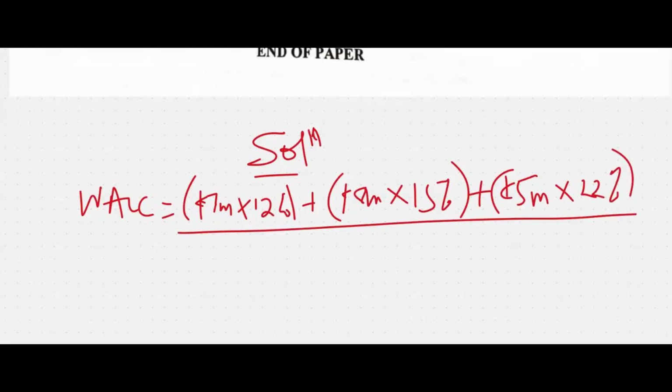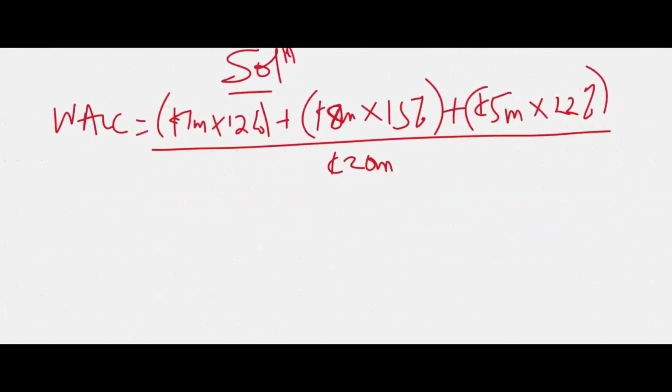So what do we do next? Watch. You add the 7 million to 8 million to 5 million. That becomes the weight of the average. So 7 plus 8 will give us 15, plus 5, 20 million. So divided by 20 million. So what do we have?